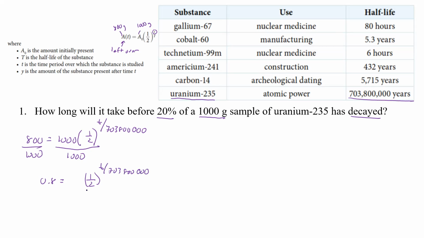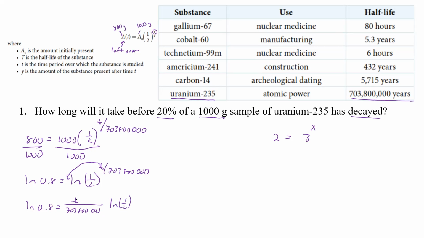Okay. Now, how do we solve something like this before? Remember, what if we had, 2 equals 3 to the x or something like that? Well, we took the ln of both sides. And so that's what we're going to do here too. We're going to take the ln of that, and we're going to take the ln of that. How does that help me? That helps me by being able to bring that down in front. So then I have the ln of 0.8 equals, then we have t over 703,800,000 times the ln of 1/2.